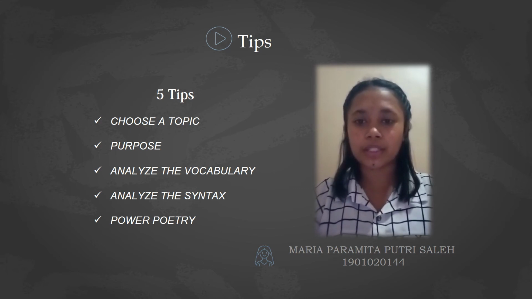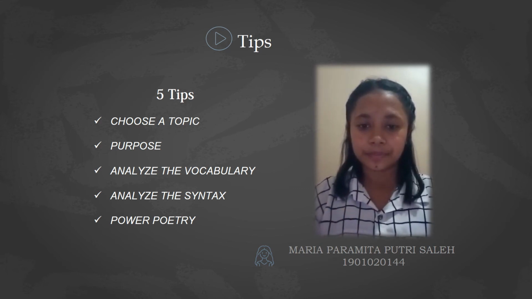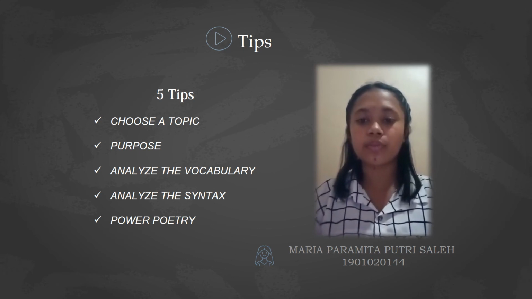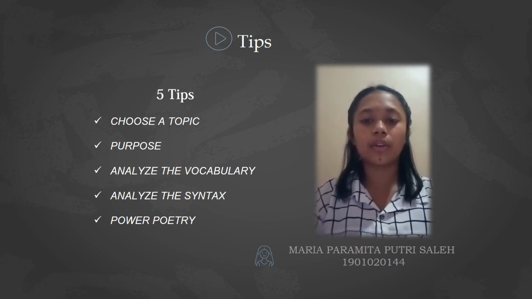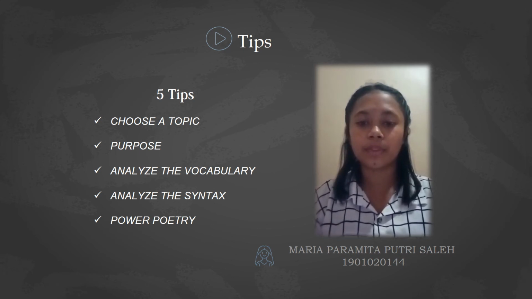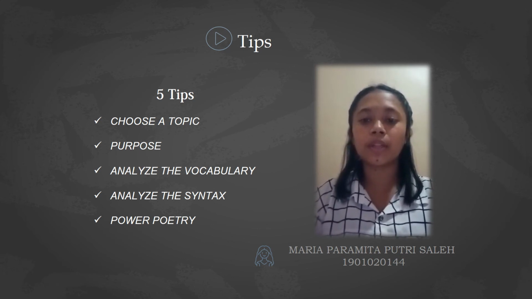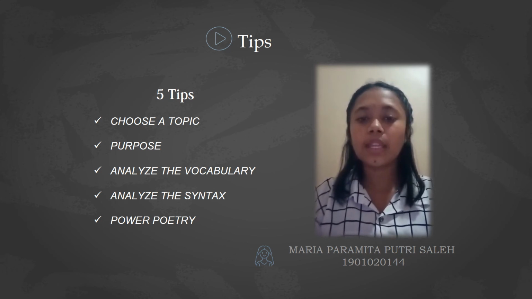Good evening, ma'am. My name is Maria Paramita Putrisale from class 5A. Now I will describe 5 tips for using diction. Diction refers to the author's choice of words and the order of the words within a poem. Words serve multiple purposes given their presence and arrangement. Phrases and unique diction bring the reader into the scene, enabling full precision in the writer's words. There are 5 tips for using diction.